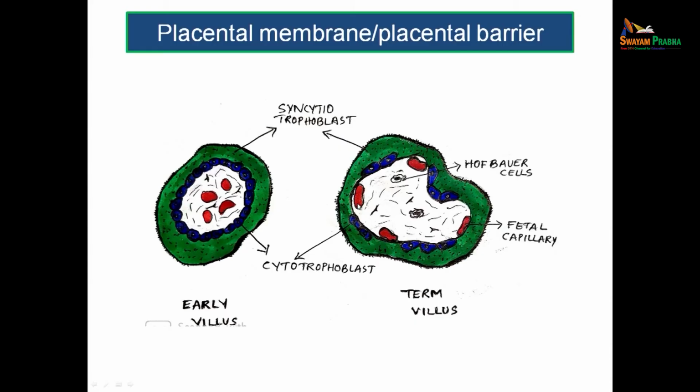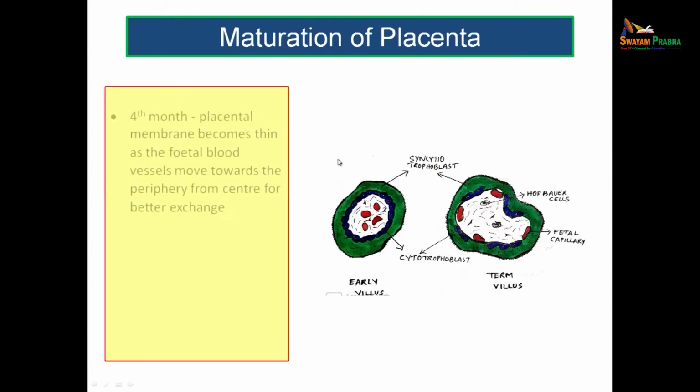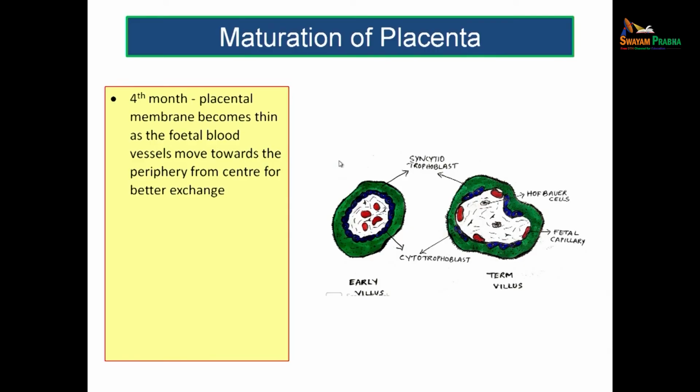As it reaches towards the periphery, you can see that the cytotrophoblast cells are missing in this region, and it is lying more closely to the syncytial trophoblast, closer to the maternal blood for a better exchange. That process is known as maturation of placenta. So by the 4th month, the placental membrane becomes thin as the fetal blood vessels move towards the periphery from the center for a better exchange of nutrients.